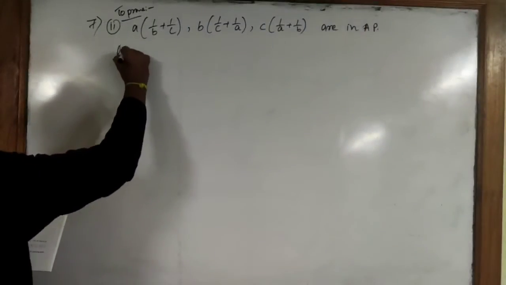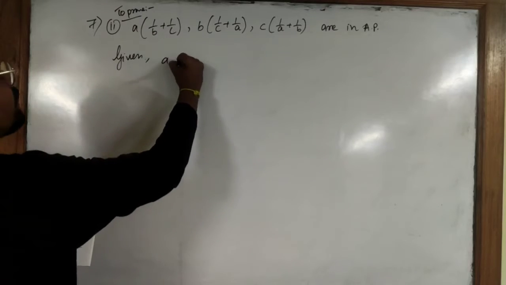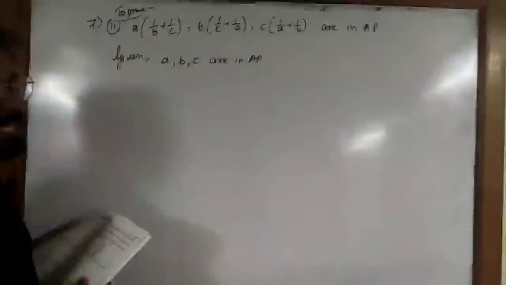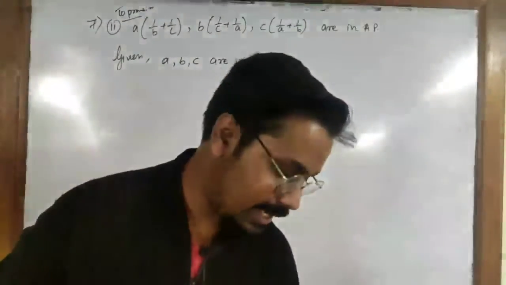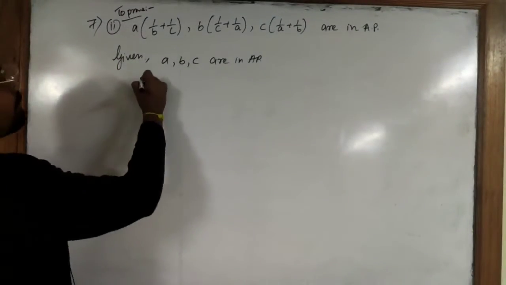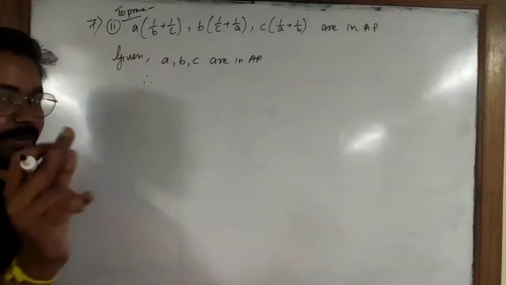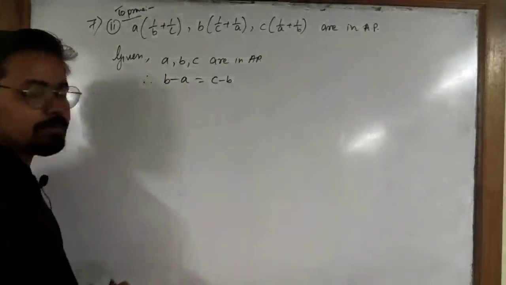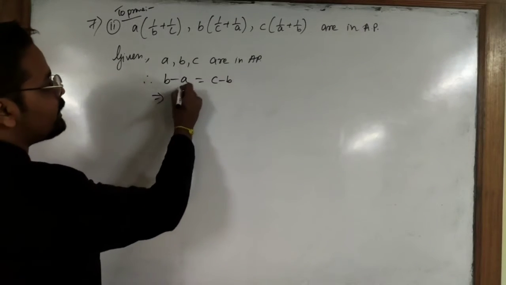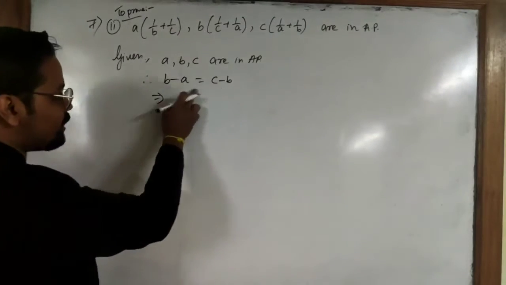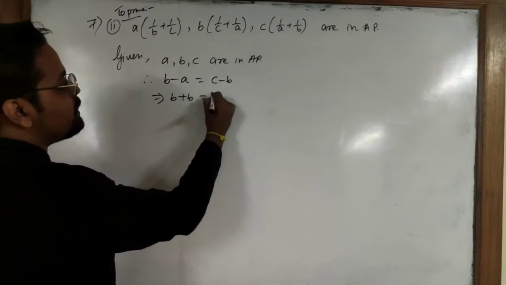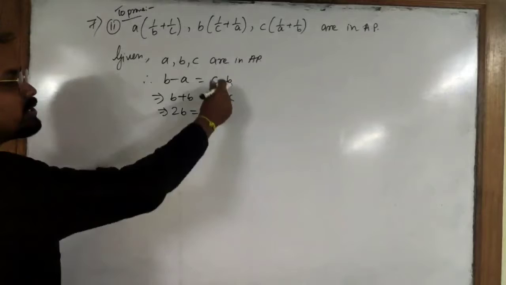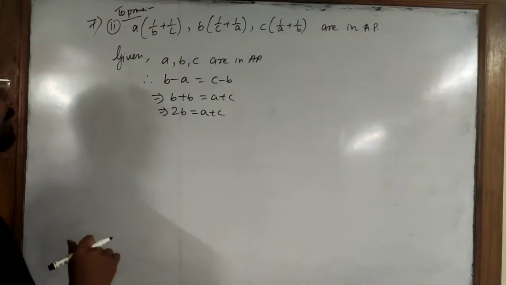Now what is given is that A, B, C are in AP. If A, B, C are in AP, that means the common difference will be the same. So we can write B minus A will be equal to C minus B, right? From here, if we do some side change, if B comes to this side, it becomes B plus B is equal to A plus C, which means twice B is equal to A plus C. So we can use the values given here to our need.